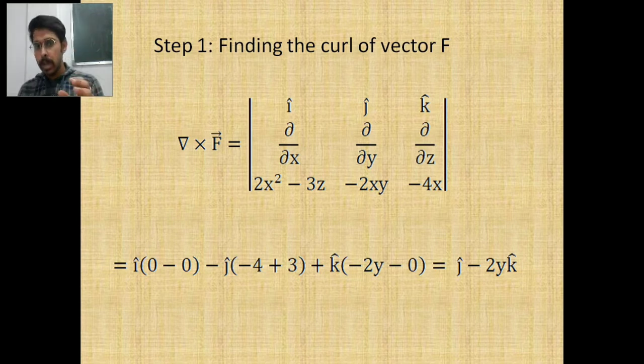So nabla cross f, simply we will put the different values in the determinant, and then we are going to perform the determinant. And finally the result that is coming to us is j cap minus 2y k cap. So this is the first step, that is to find out the curl of the vector f. This is step number 1.